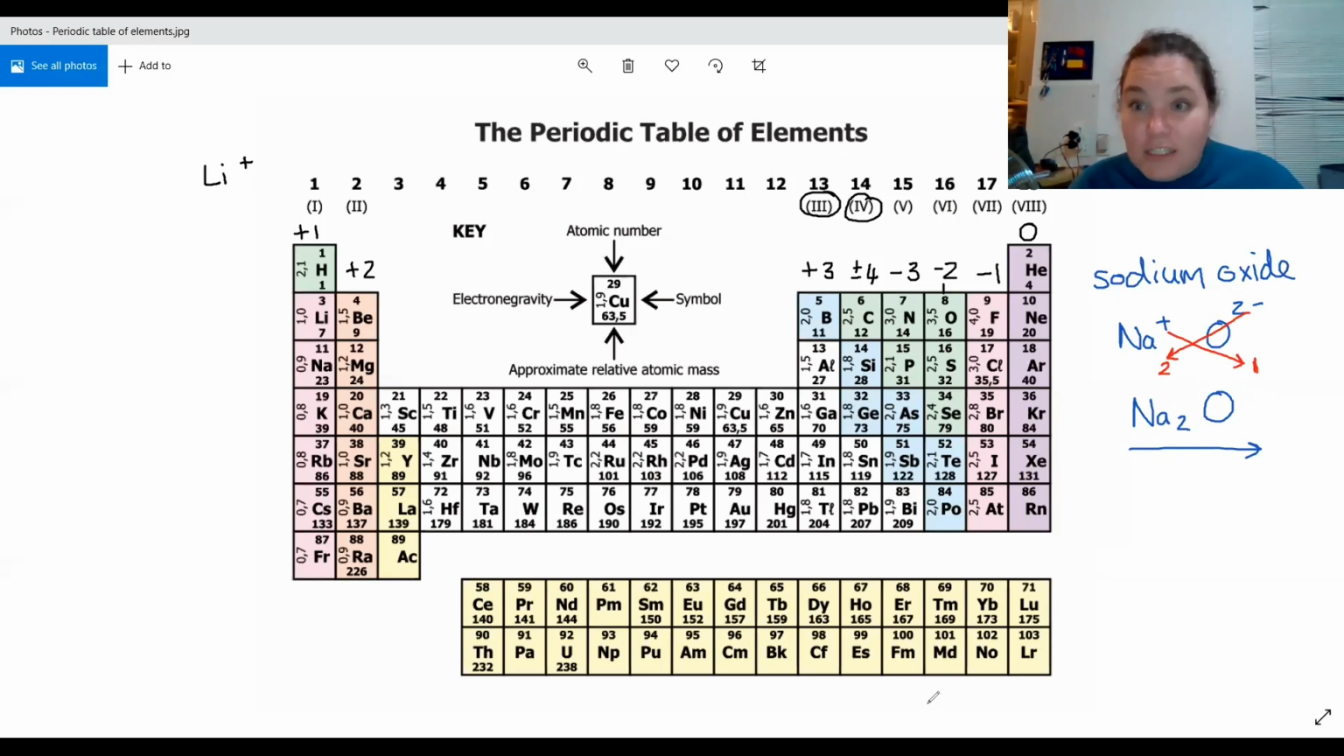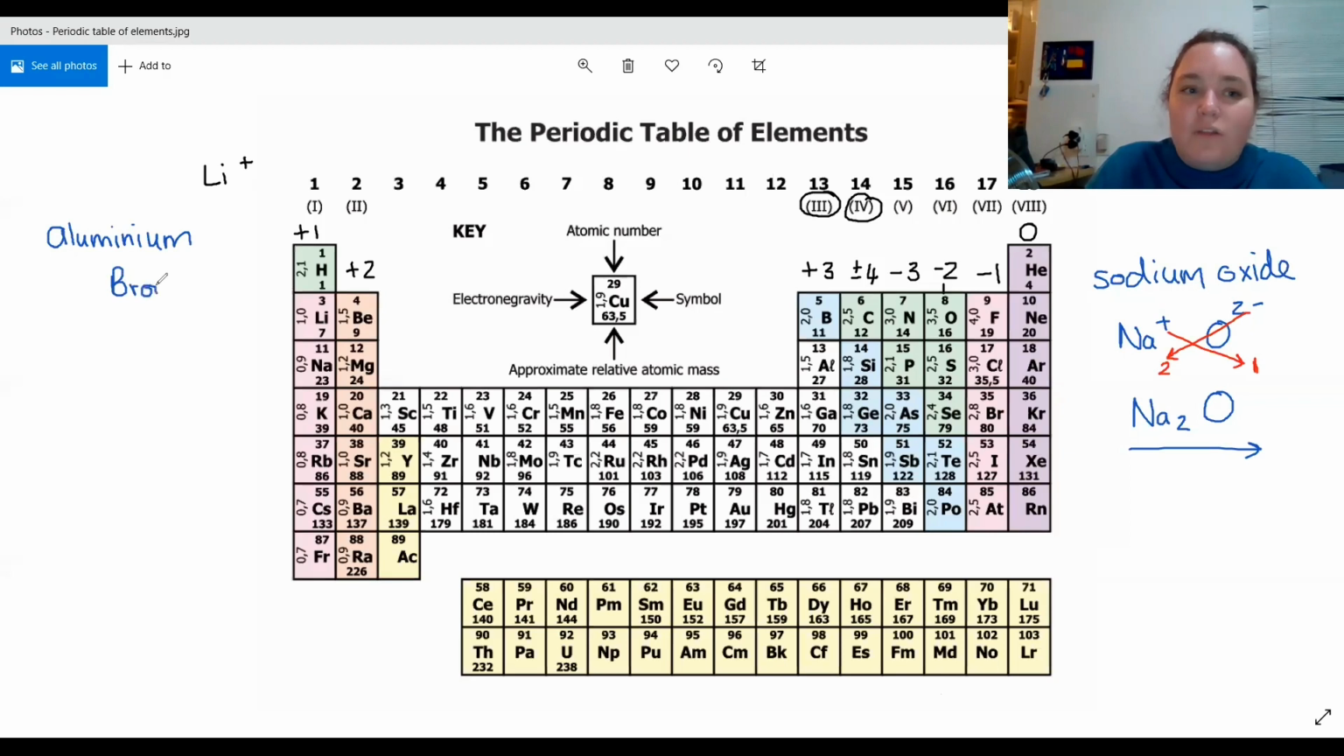Can I please, just before I move on, ask everybody to quickly, I'll give you a second to check you've got this idea, write down the formula for aluminium bromide. Okay? Quickly try and find the 2 elements. Remember that anything that ends with the letters IDE usually comes from the negative ions over here.